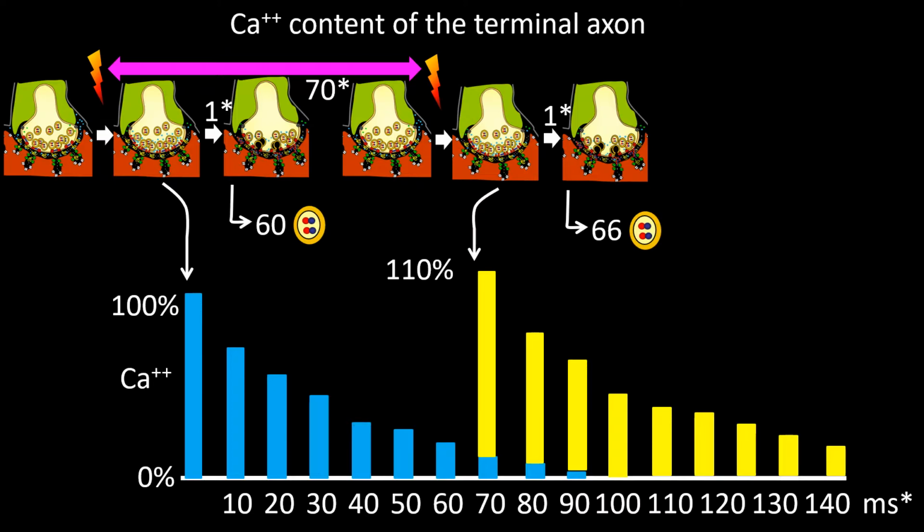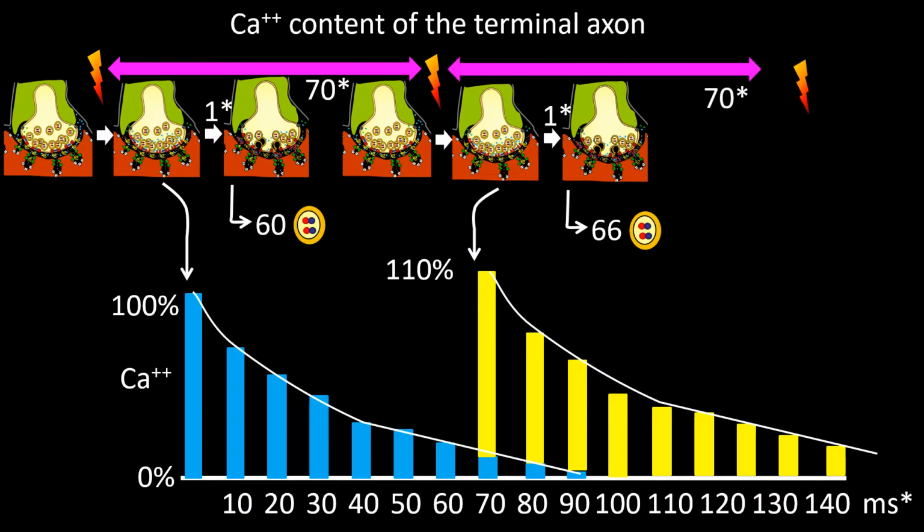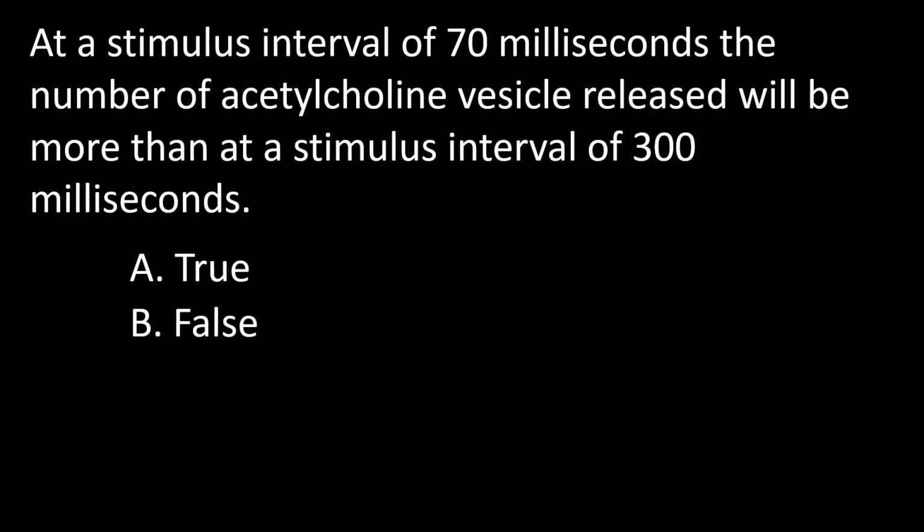Calcium will then drop in the same proportion as after the first stimulus. So were we to stimulate a third time 70 milliseconds after the second stimulation, the same amount of calcium will come in as with the first and second stimuli, but the total intracellular calcium will be increased. So will be the number of vesicles released. So the answer to this question is true.